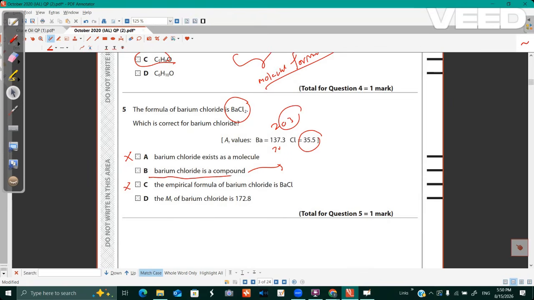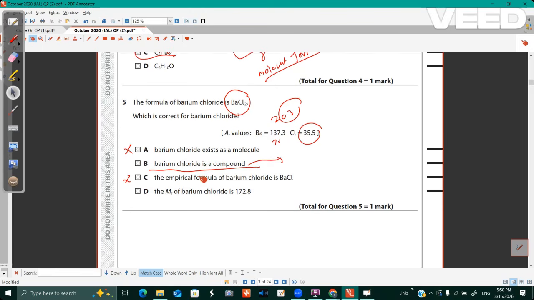Barium chloride is a compound. It's a very easy one. With middle school knowledge, you can do it. Compound means something made out of combining more than two different types of atoms, right? In the other definition you have elemental molecules. Elemental molecules are made out of the same type of atoms, right?